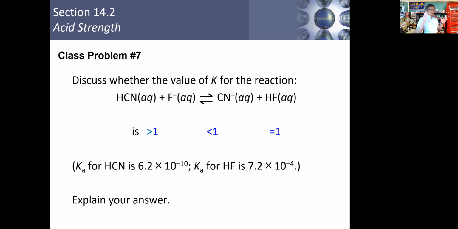Okay, let's take a look at this problem. I'm going to pull up my whiteboard and expand it, and let's work this out together. We're looking at two, and I think you'll need to go to table 14.2 to get the Ka values to get this problem done. Sorry, they give you the Ka values.